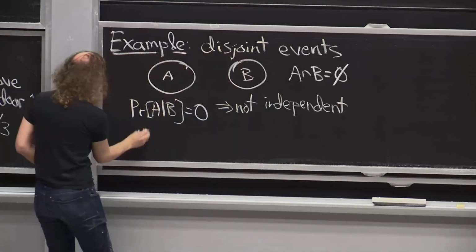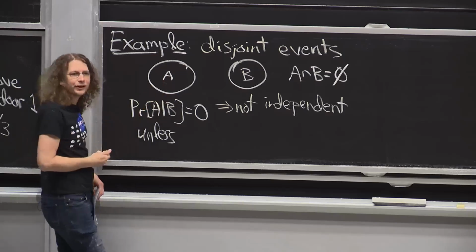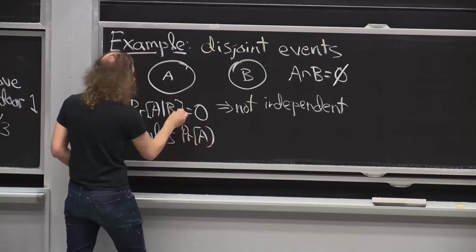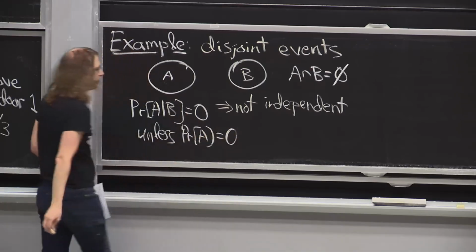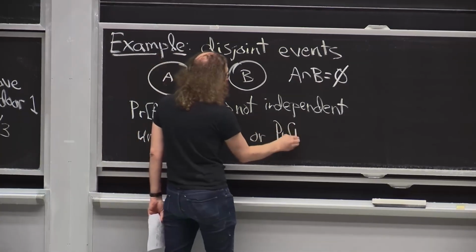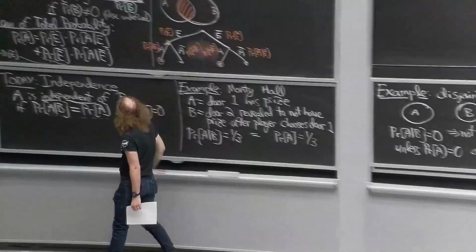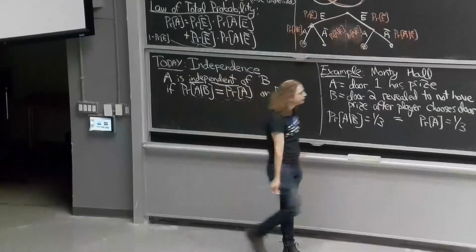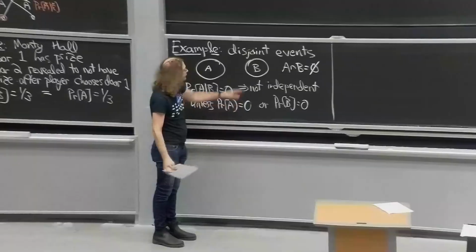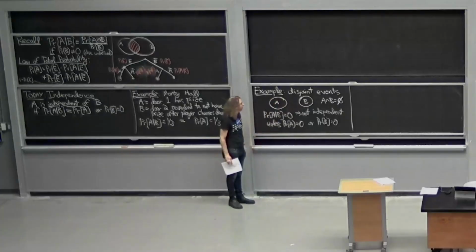Unless some exceptional cases happen, namely, I guess it could be that A is also the empty set. There's nothing in A. Then probability of A equals this thing, probability of A given B. And the other situation is probability of B is 0, because that's another situation where we just have independence by definition. OK, so disjoint events are not independent. The intuition here is if I tell you that B happened, you know very well A did not happen, because we assume these are disjoint events.